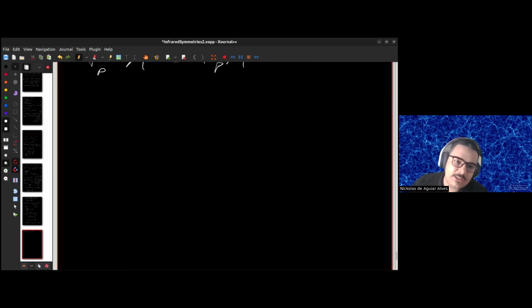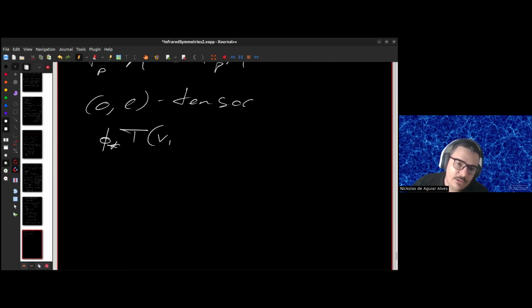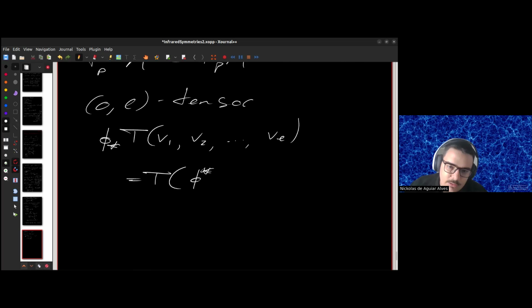So I can discuss, if I have a (0,L) tensor, I can now discuss the pullback of this tensor field. This is a tensor field that eats L vectors. And this is going to be given by T eating the push forwards of all of these vectors. So I can generalize this construction to tensors.